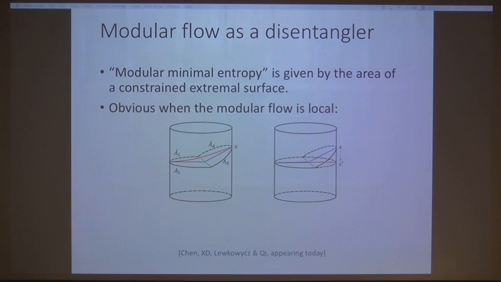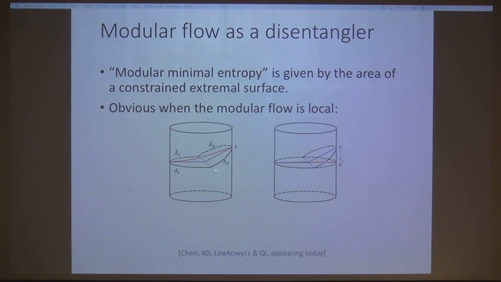Basically, the idea is that you can think about this in a very obvious way when the modular flow is local. In this setup, we have chosen A to be the union of AL and AR, and R to be the union of AR and AR bar. So hopefully the notation is clear.